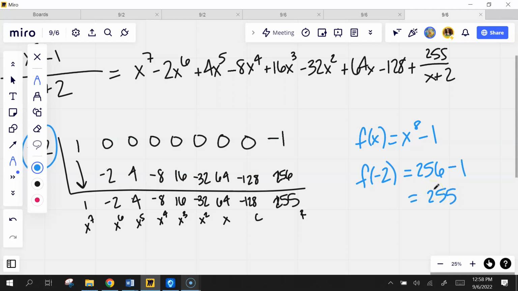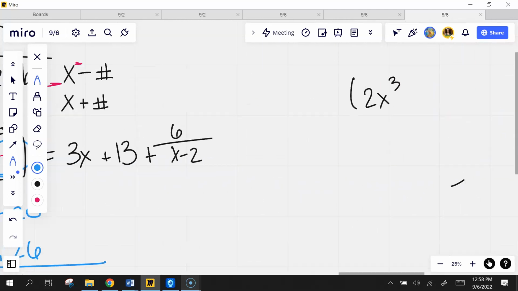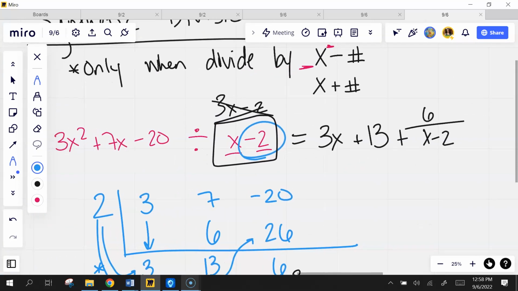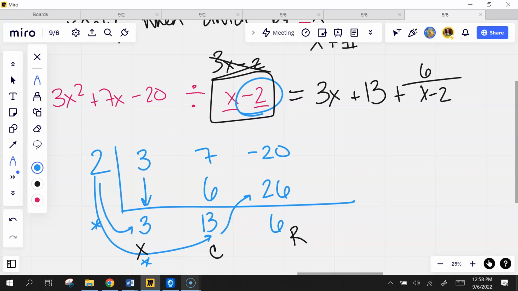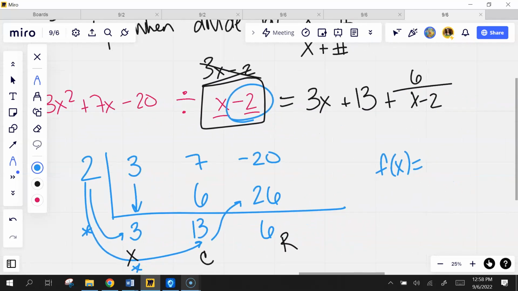Why is that? That is kind of crazy. Do you think it works every time? Precisely, precisely. Here, if f of x is 3x squared plus 7x minus 20, what is f of 2? It should be what? 6 is what I should get.